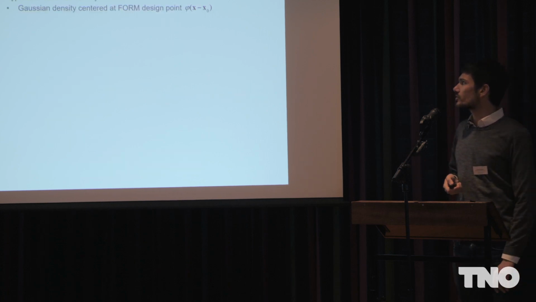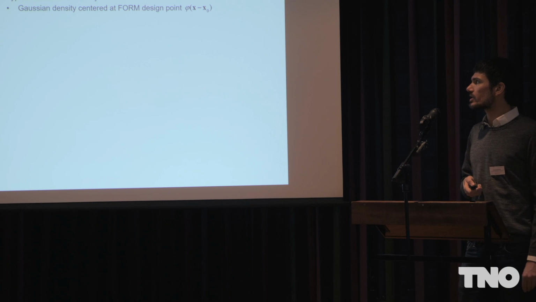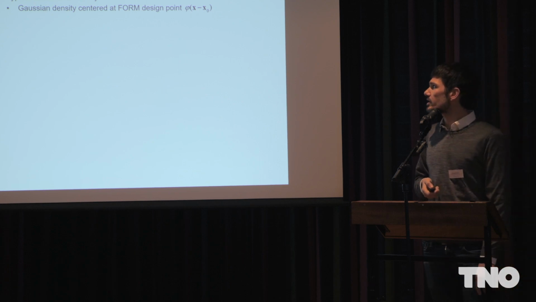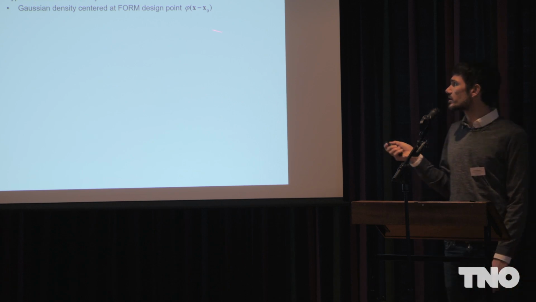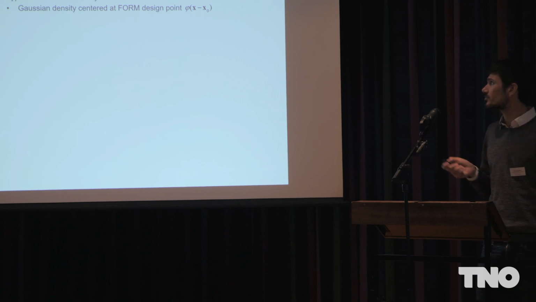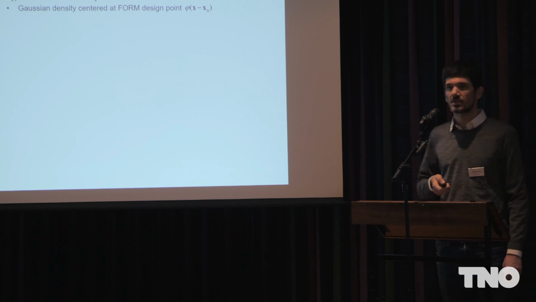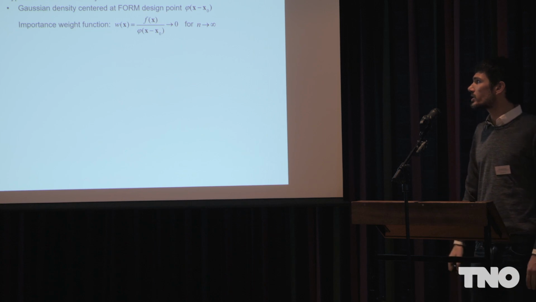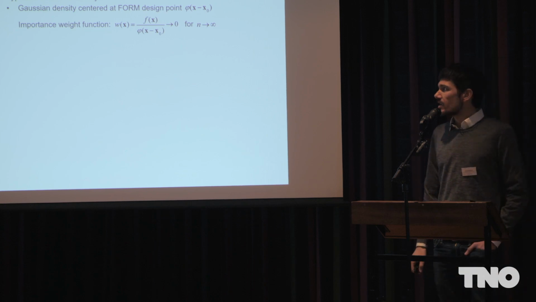A typical choice of the importance sample density is to use a Gaussian density that is centered at the design point, which I denote through this expression here. Okay, x0 in this case is the design point. What is the problem of this choice?